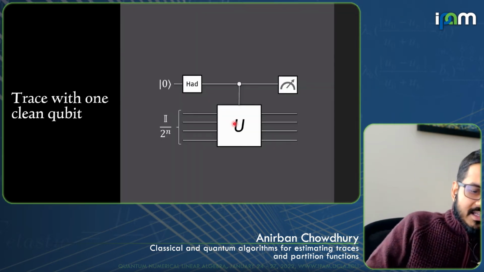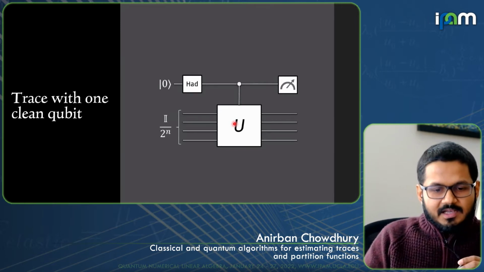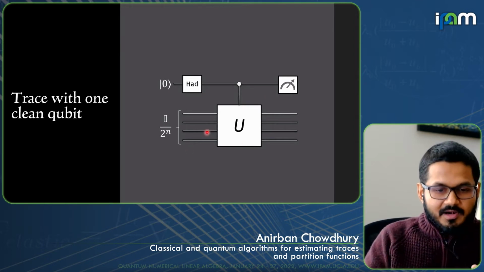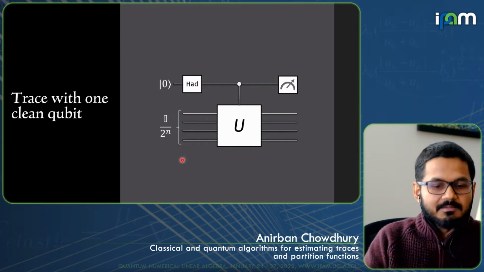So I mentioned this setting about limited quantum resources. What does that mean? Well, we consider this very restricted quantum model where you have a bunch of noisy qubits, n of them. And in fact, these are in the maximally mixed state. So this is the density matrix I over 2 raised to n.